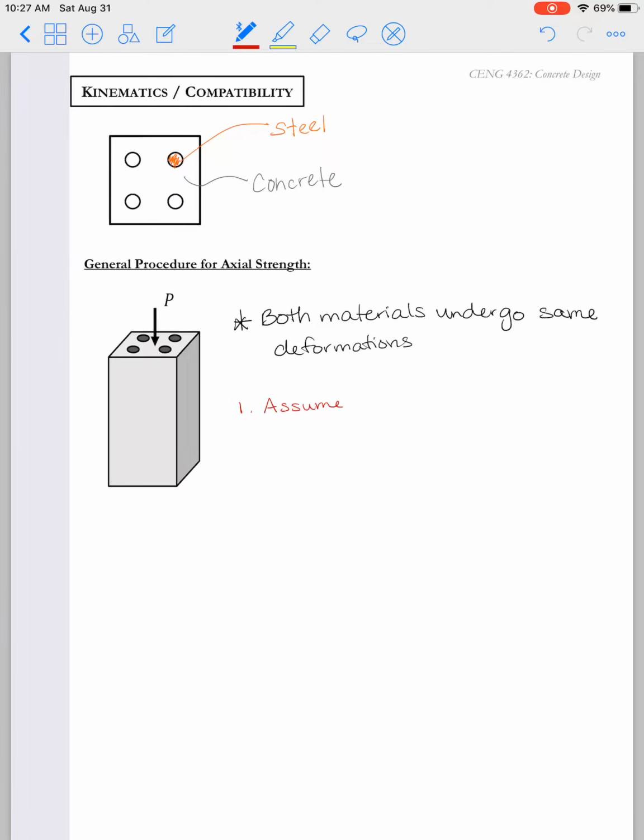So the general procedure will be a 4-part process. Step 1 is basically to assume a strain that is applied to the cross-section. And again, if we have true strain compatibility, then this strain will be the same in both the steel and the concrete.